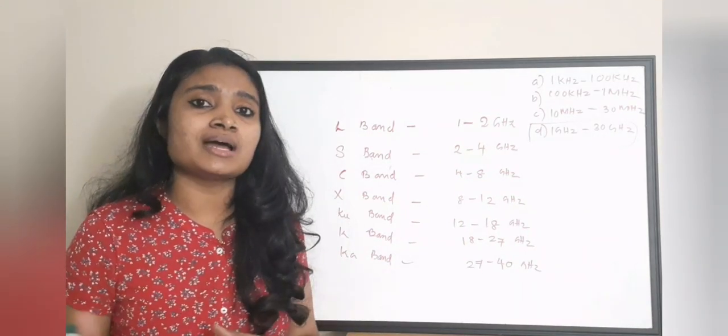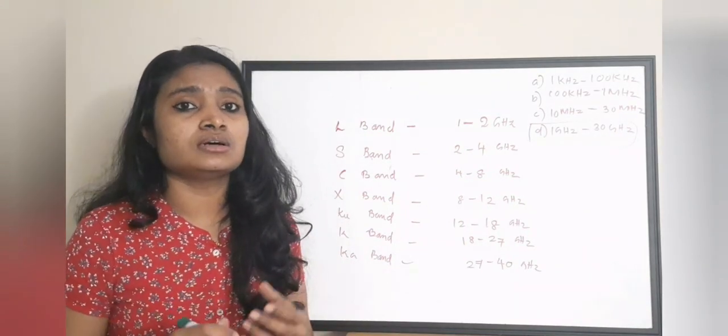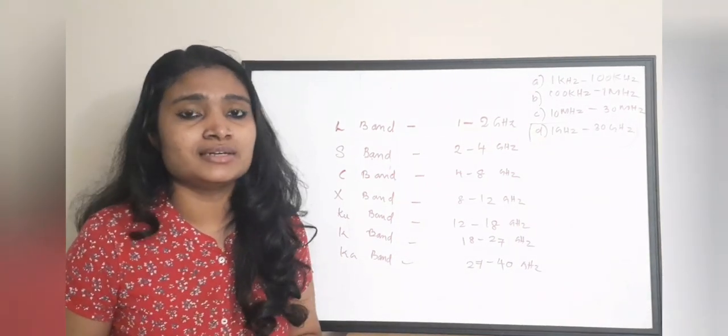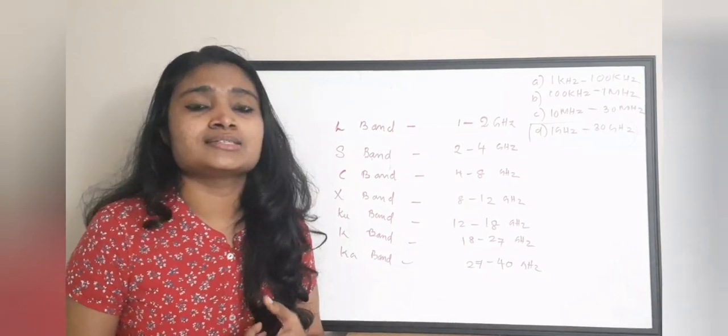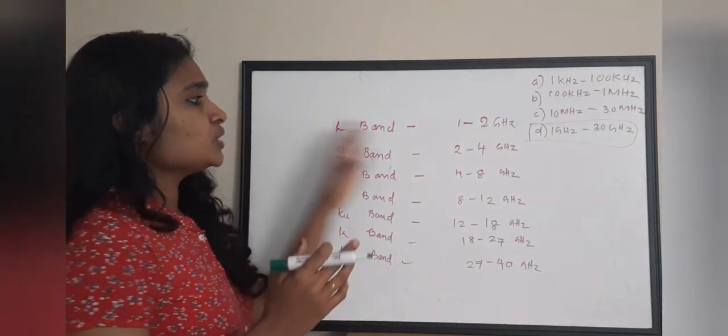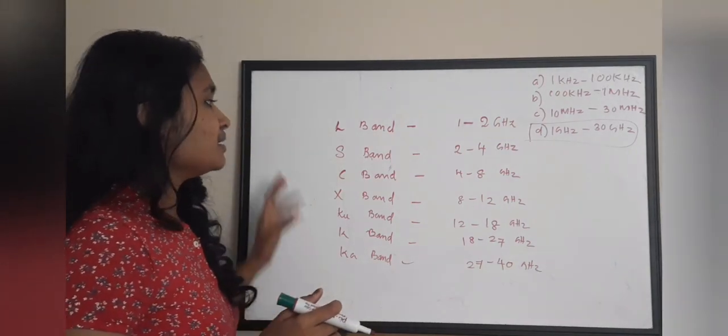In each of these bands, it is dedicated for various purposes in satellite communication. Some bands are dedicated for television broadcasting, some for weather forecasting, likewise. Anyway, the frequency range of each of these bands are like this.